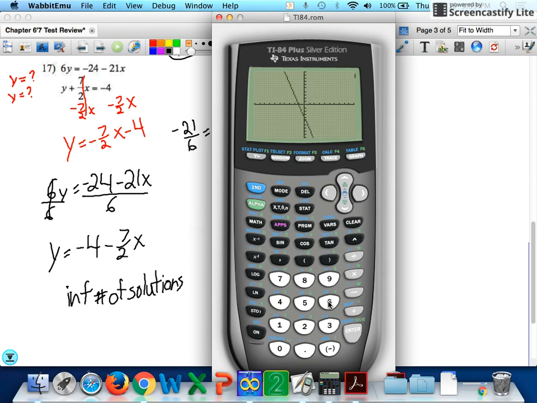And there's my first line. And again, my second line's never going to appear because they're the same exact line. Don't get tripped up tomorrow and think, oh, I didn't get my second line, I misgraphed it. You might have. But there's also a chance that it's an infinite number of solutions because it's the same exact line. Okay?